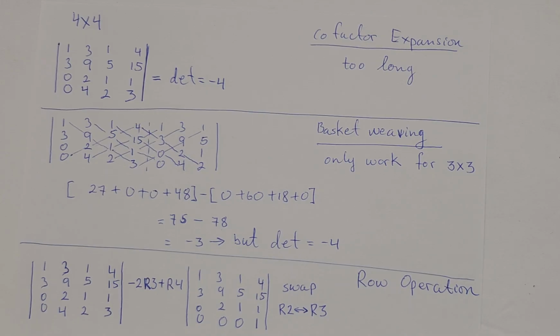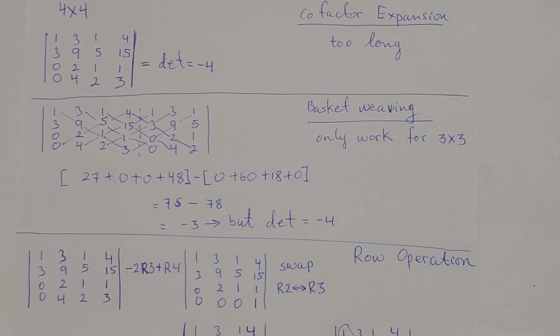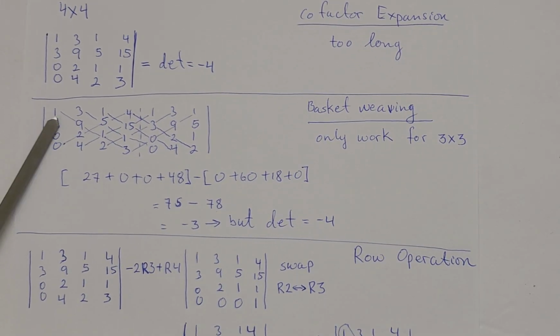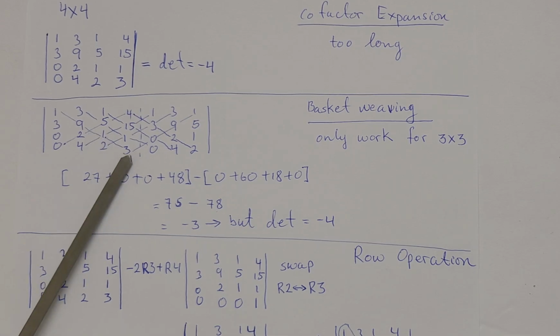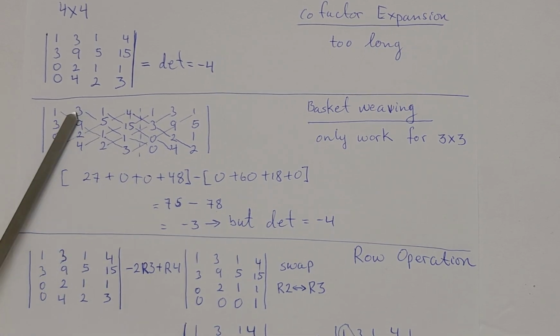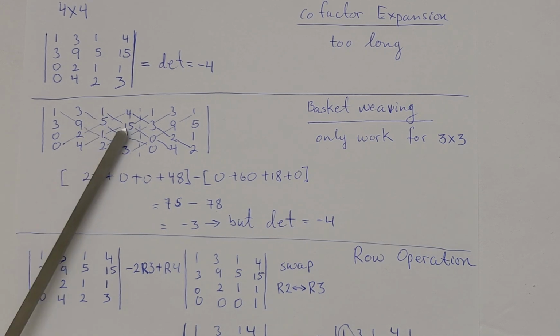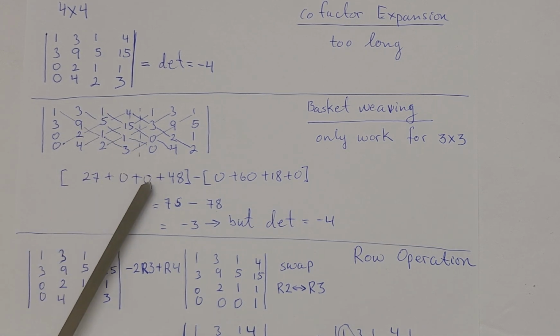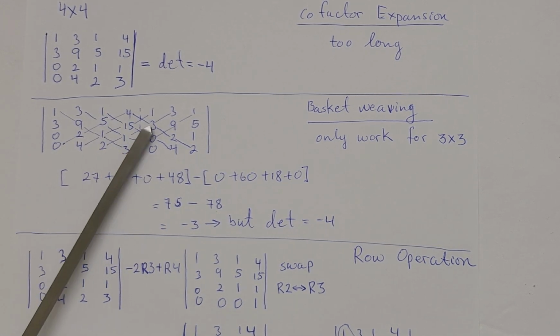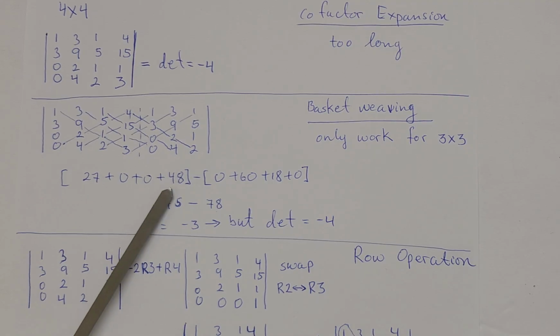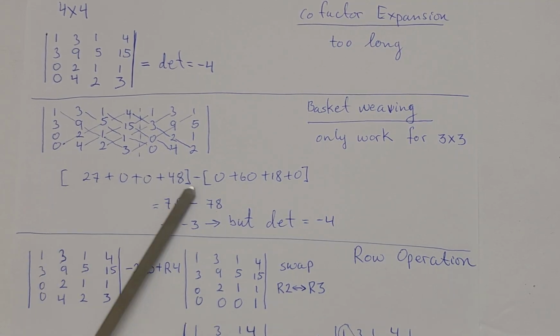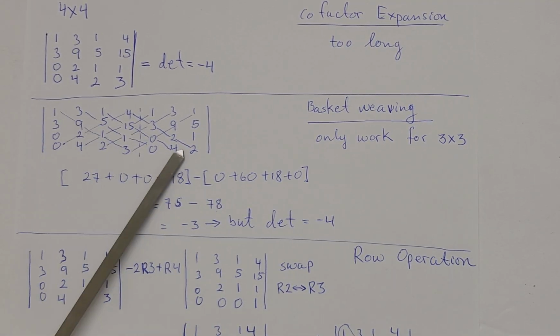Now let's do basket weaving for that. So starting from the left side, 1 times 9 times 1 times 3, 27. 3 times 5 times 1 times 0, 0. 1 times 15 times 0 times 4, 0. 4 times 3 times 2 times 2 gives me 48. Why are there 4? Because we are in a 4x4.